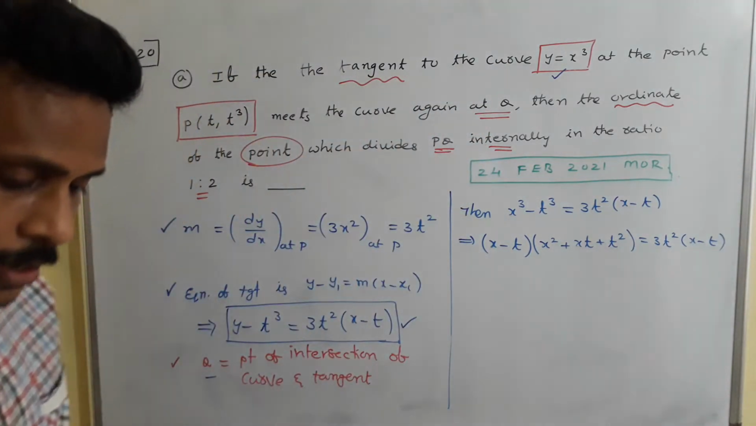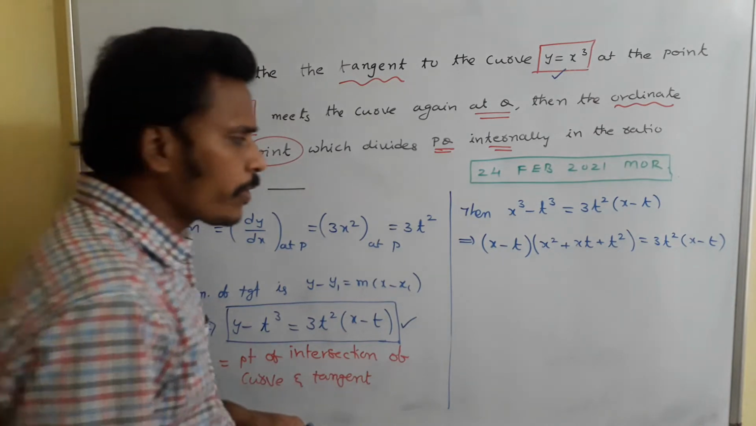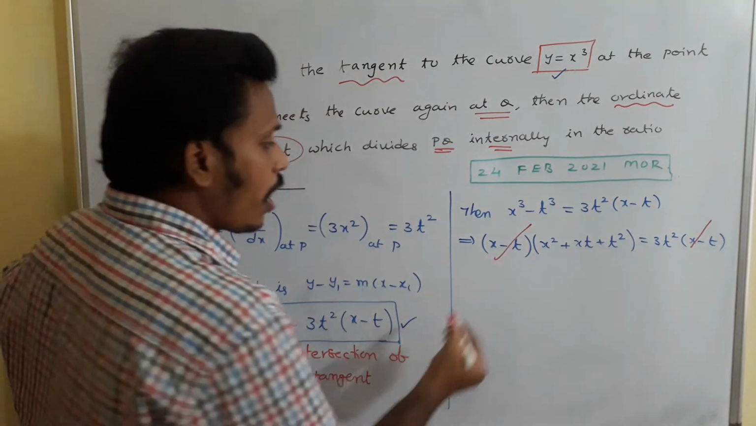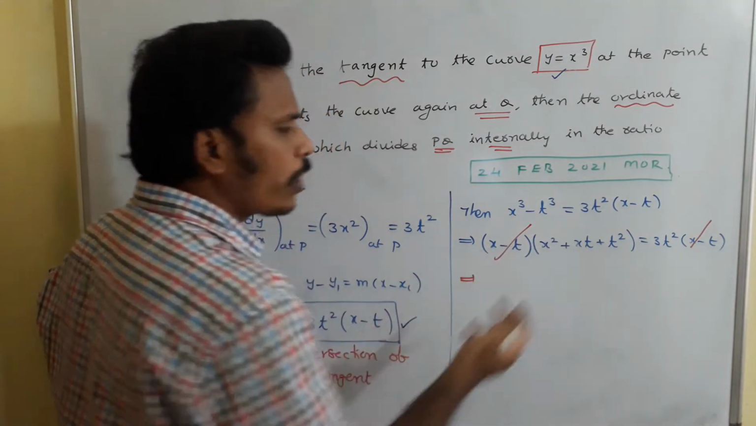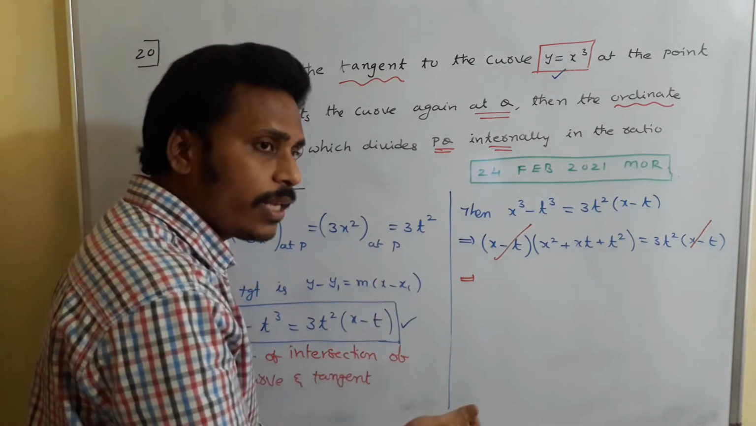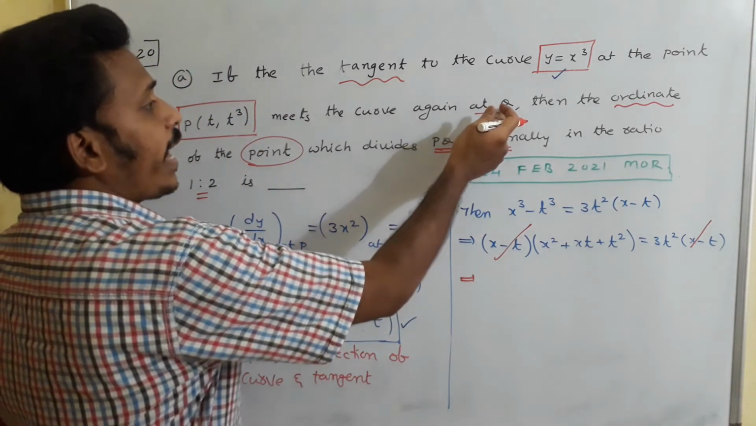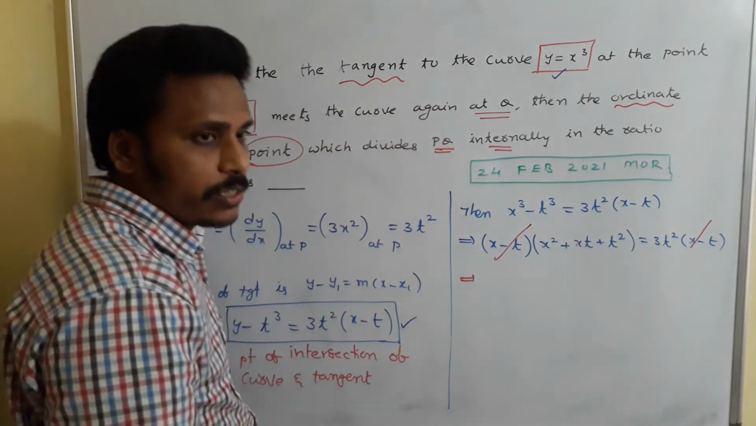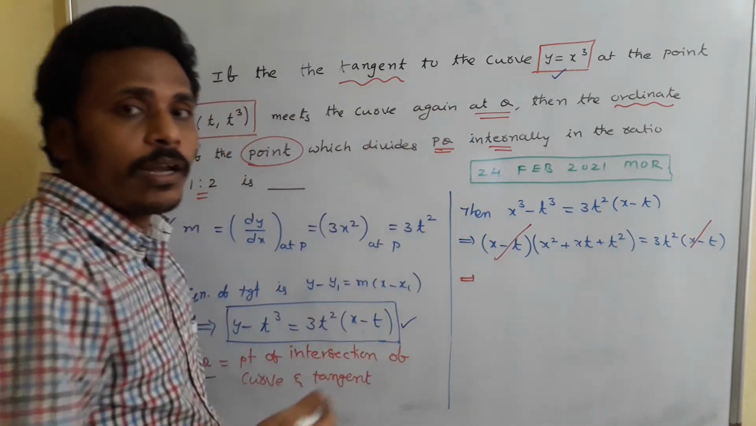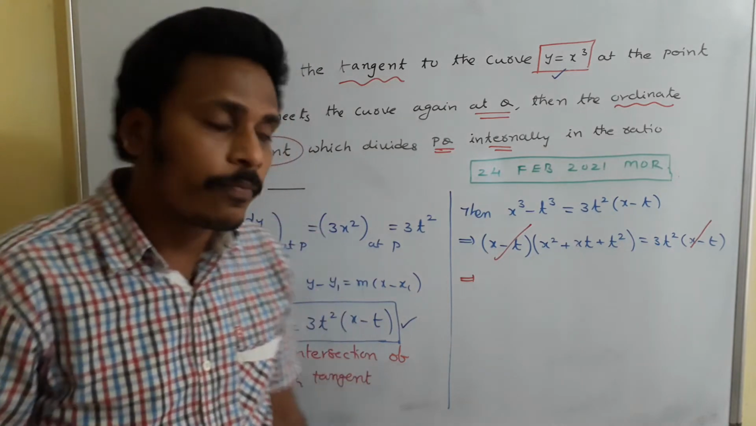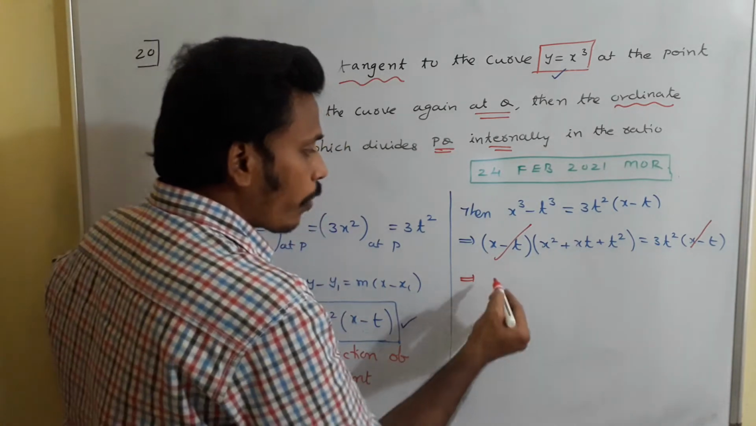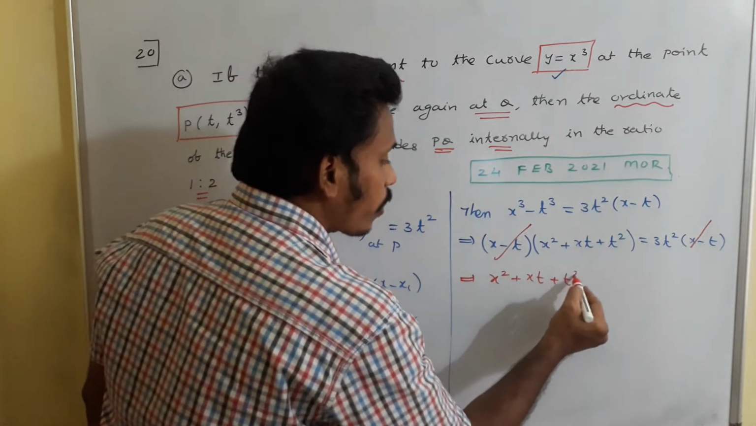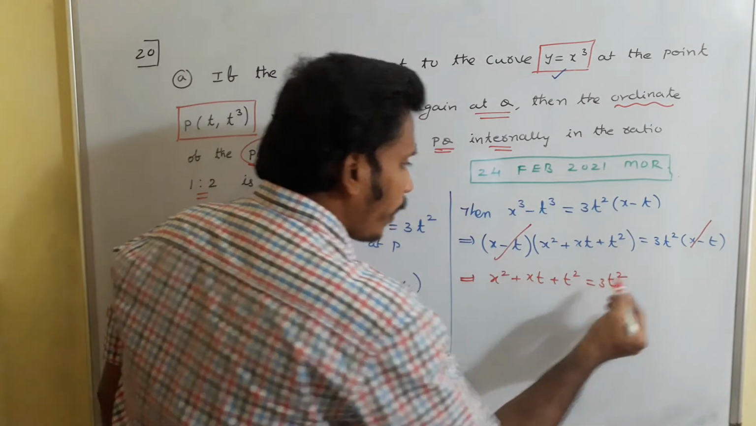Okay, right. x is not equal to t actually, so you just cancel out these two. x is a general point, not a specific thing. See, if x is equal to t, what will happen? Then automatically the x coordinate of q is also t, so these two points p and q coincide, but we are searching for another point q on the curve, so x is not equal to t. From there we have x square plus xt plus t square is equal to 3t square.